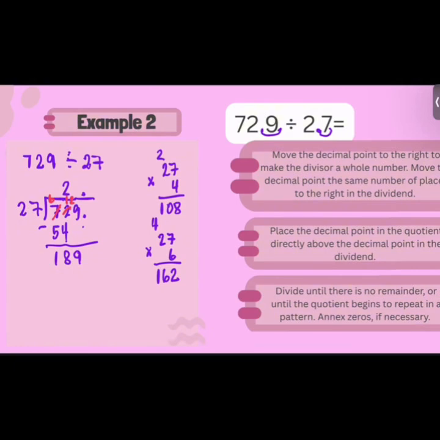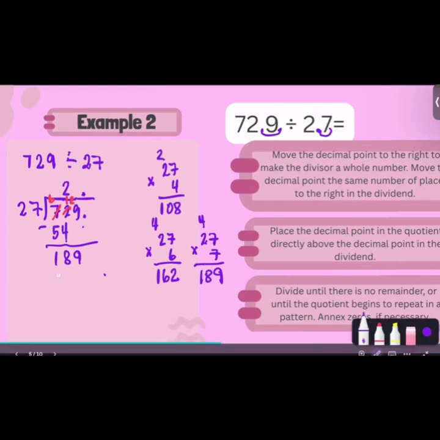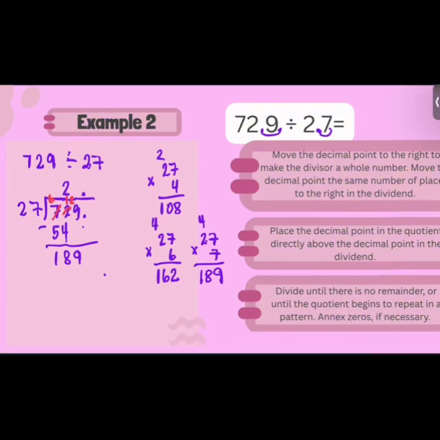So, why not try 7? So, 27 multiply to 7. So, 7 times 7 is 49. So, 9, carry up 4. And then, 7 times 2 is equal to 14, plus 4. So, that is 18. So, 189 is equal to 189. So, we can use 7.